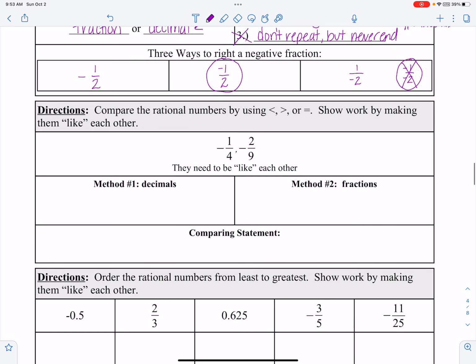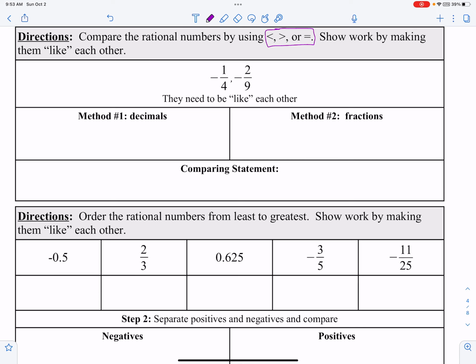All right, so let's go down to comparing the rational numbers. We're going to use our normal inequality symbols that you're aware of. And what we want to do is, when comparing fractions, we have to make them be like each other in one form or another. And so we know that could be make them both look like decimals, or make them have the same denominator so they can be compared. Right now, they don't have a common denominator, so we can't compare those.